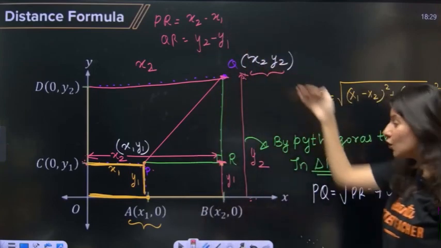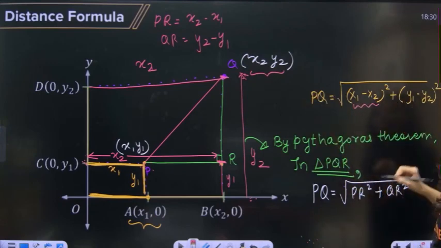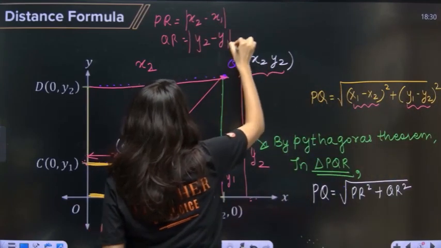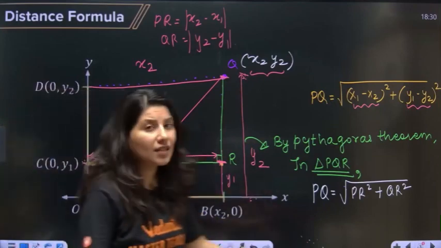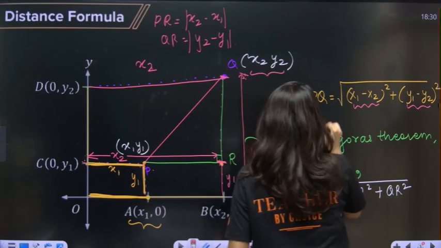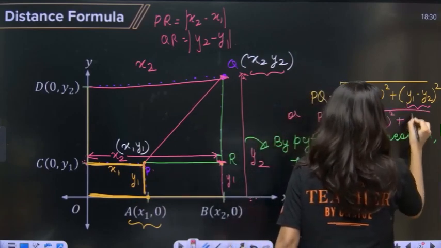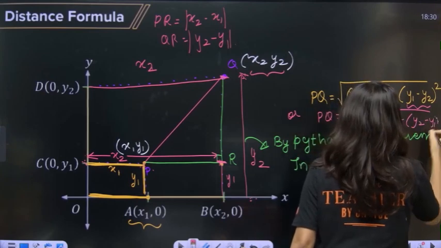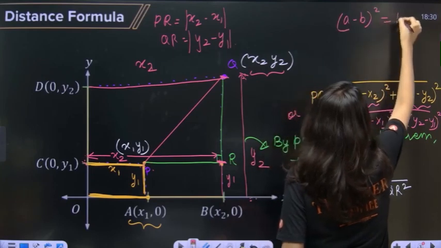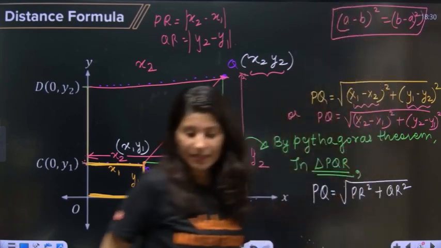Now PR is x2 minus x1 whole square, so this is your PR square and this is your QR square. Because it is a distance, I will apply a modulus. It doesn't matter if you write x1 minus x2 whole square plus y1 minus y2 whole square, or PQ as x2 minus x1 whole square plus y2 minus y1 whole square, because a minus b whole square is equal to b minus a whole square. I think everybody is aware of this. Yes?